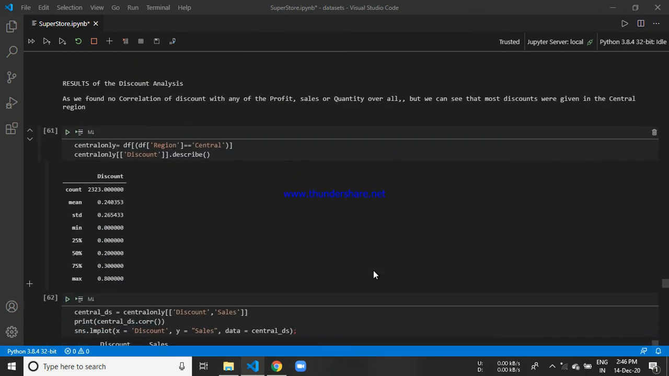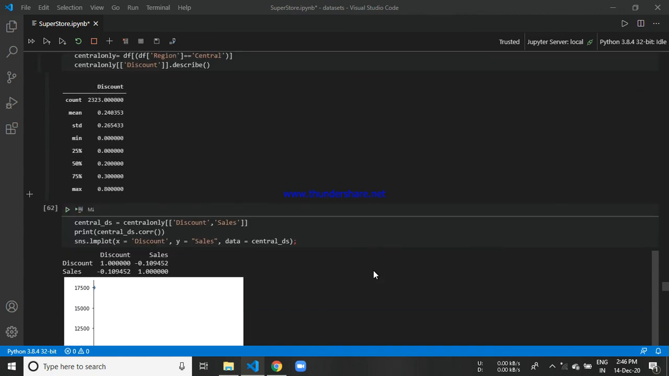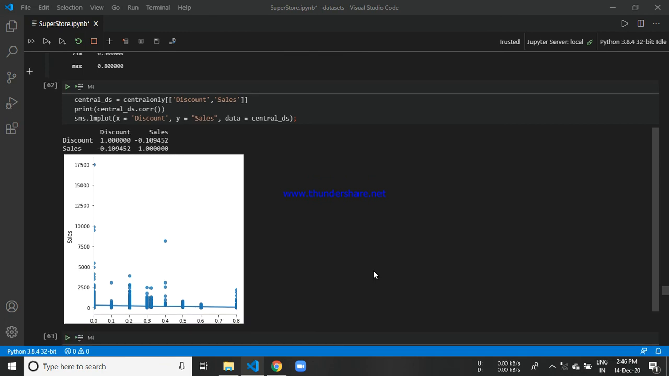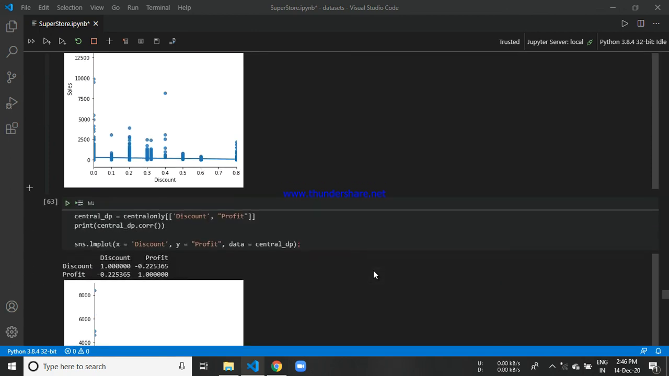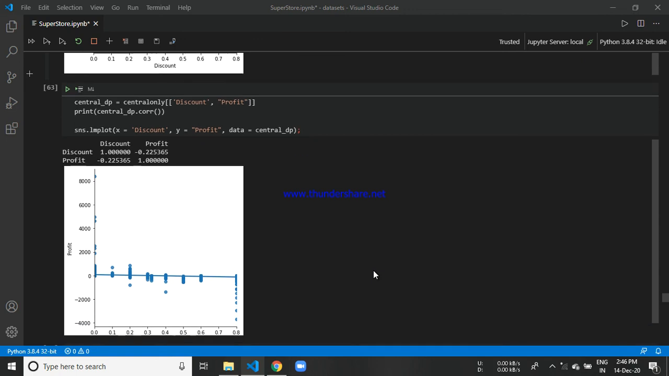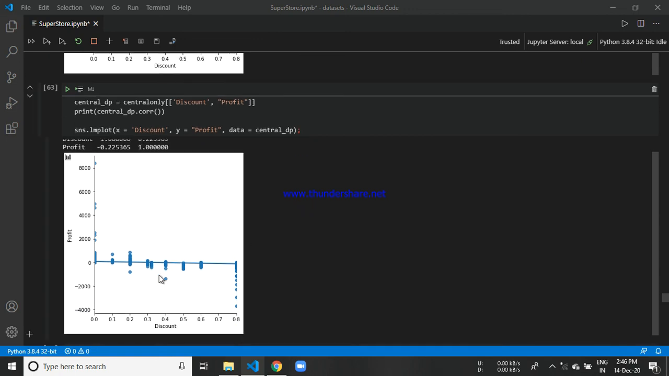So, in the central region, we are analyzing the discounts again. Okay. So, was the central region given discounts to increase the sales? Maybe, but it has not worked out because the correlation is not there. Do the profits have an effect? Yes, it is in minus. The correlation is in minus, and also we can see here that above 30% discount, the profits are not good. The profits have always been in the minus.